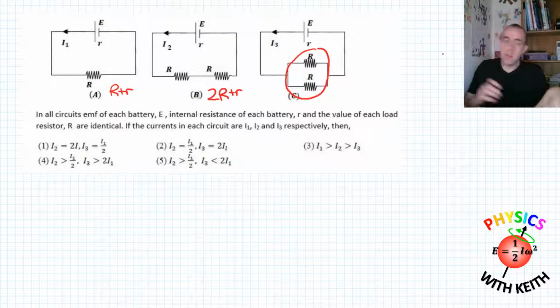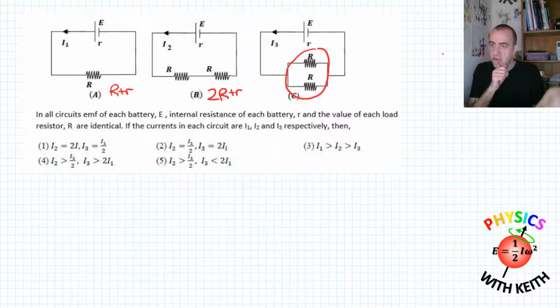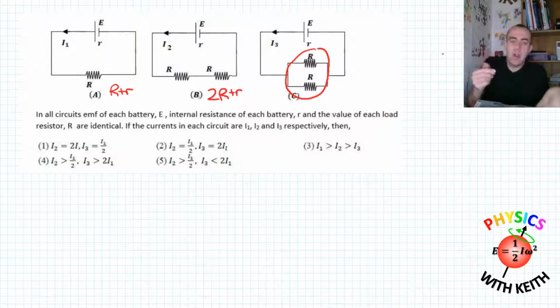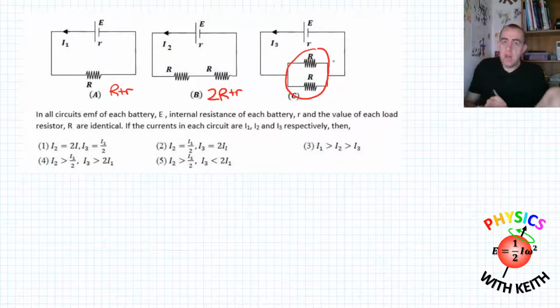Let's look at the right-hand circuit. Do you know what happens when you add resistors in parallel? First of all, do you think the resistance of the combined resistor goes up or down? So, 50-50 chance. I've got resistors. I add another resistor in parallel. What happens, do you think? Have a guess. Do you think the resistance goes up or down?